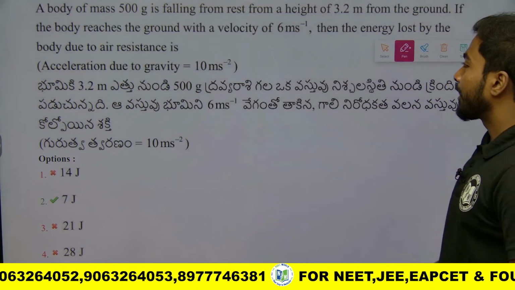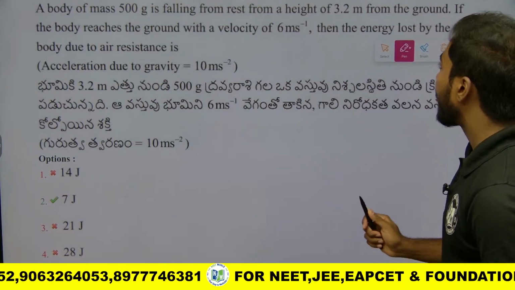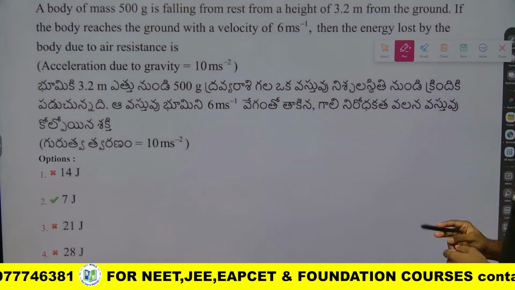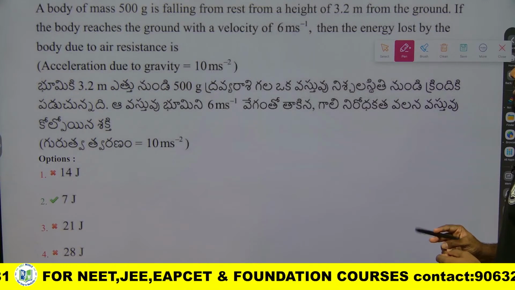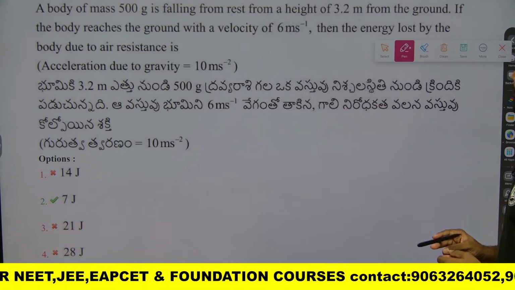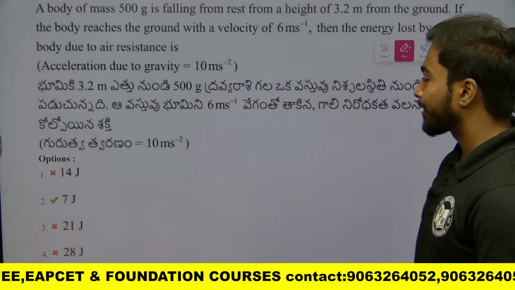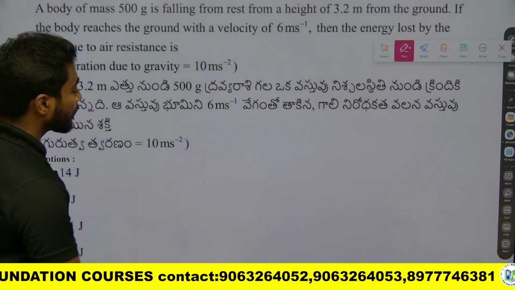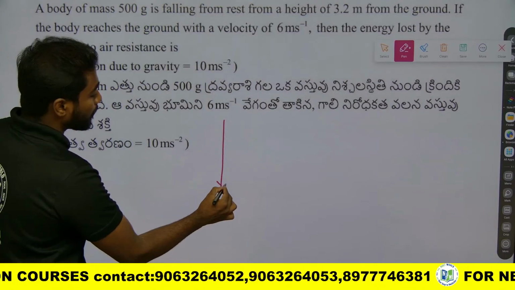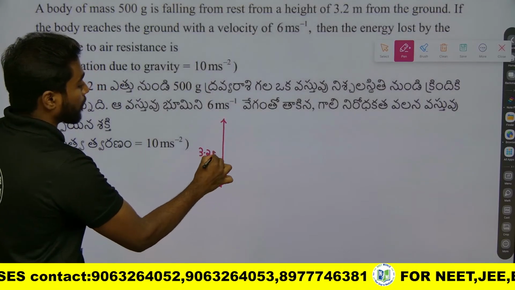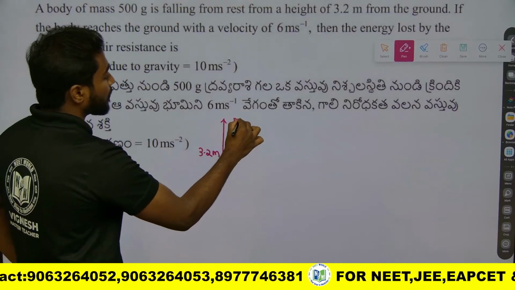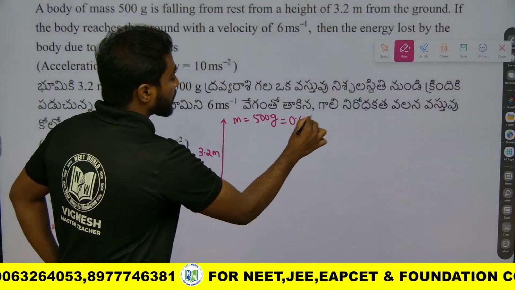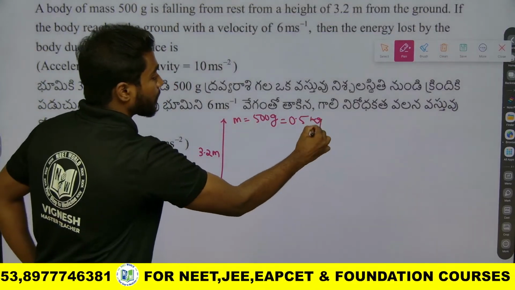A body of mass 500 gram is falling from rest from a height of 3.2 meter from the ground. If the body reaches the ground with velocity 6 meter per second, then find the energy lost by the body due to the air resistance. Okay. So initially the body has been taken to a height, right? What is the height given? 3.2 meter, and the mass of the body is m equal to 500 gram, which is nothing but 0.5 kg, right? 0.5 kg.